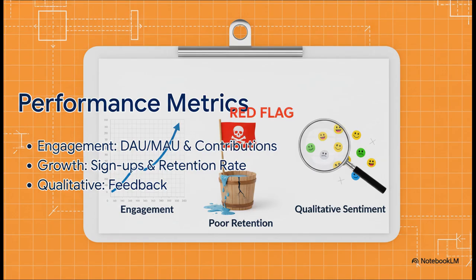Second, growth metrics. And please pay close attention to this one. High growth, like tons of new signups, combined with a low retention rate, is a glaring red flag. It means your marketing is totally working, but your community lacks genuine value once people get inside. Finally, do not ignore qualitative metrics. Use feedback surveys and sentiment analysis to understand the actual mood and tone of the conversations happening in your ecosystem.